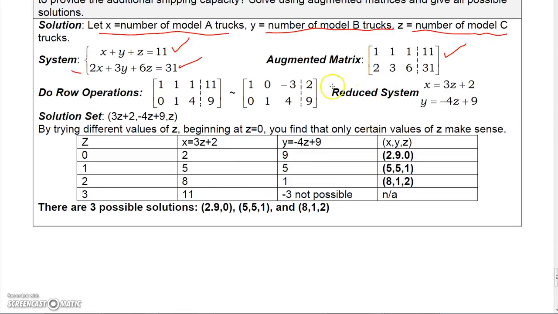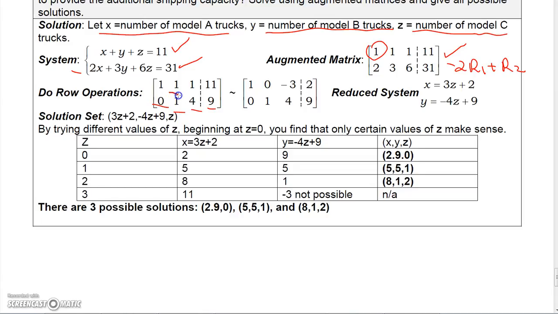Now, in order to get this in reduced row echelon form, I'm going to need to multiply this row by -2. So I'll say -2 times row 1 plus row 2, and I'll put that in row 2. So if you multiply everything here by -2, you'll get -2 across the board, and then of course -2 times 11 is -22. So if I take -2 plus 2, I'll get 0. If I take -2 plus 3, I'll get 1. And then -2 plus 6 gives me 4. And then -22 plus 31 gives me 9.